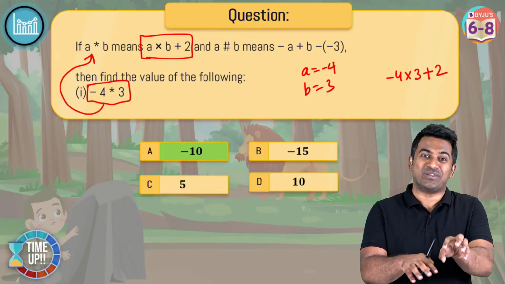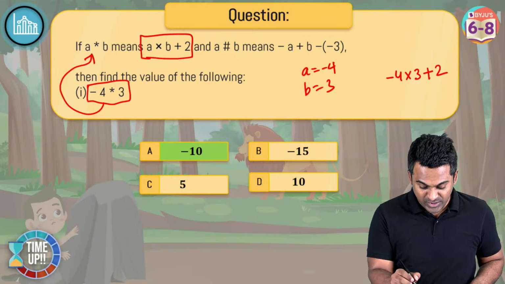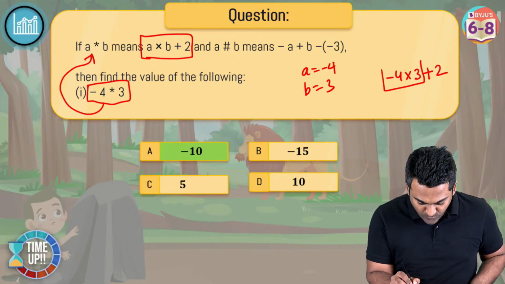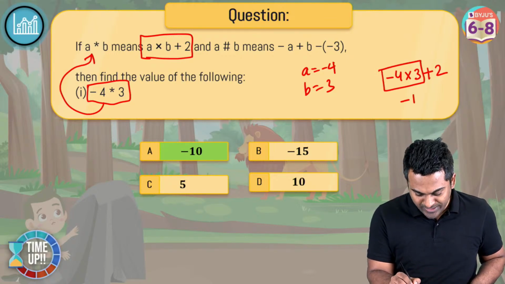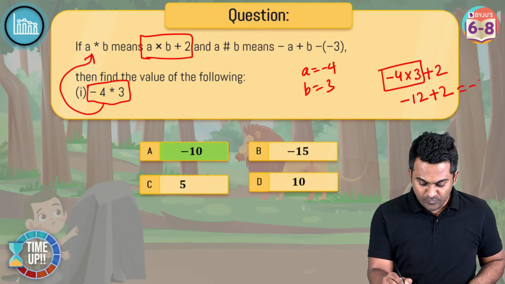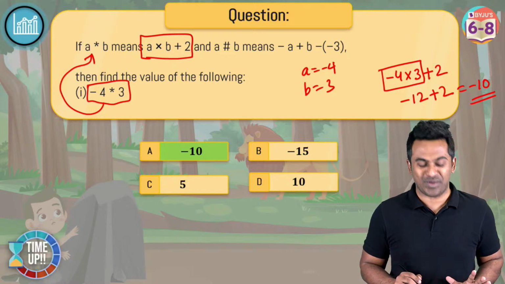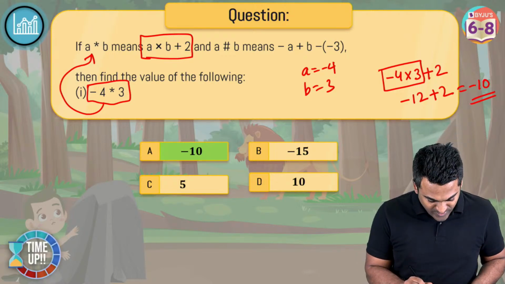This is a question revolving around BODMAS, the order of operations. So first you're going to do multiplication, which is -4 multiplied with 3. You get -12, and then you would perform the addition. So -12 plus 2, which means the correct answer is going to be -10. Good job on getting this one correct. Okay, let's move on to the next question now.